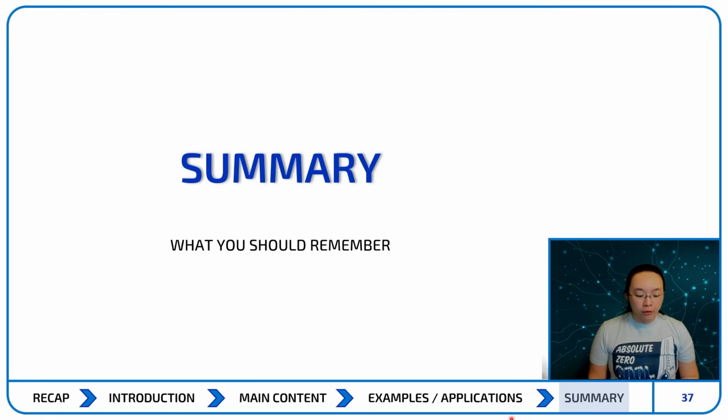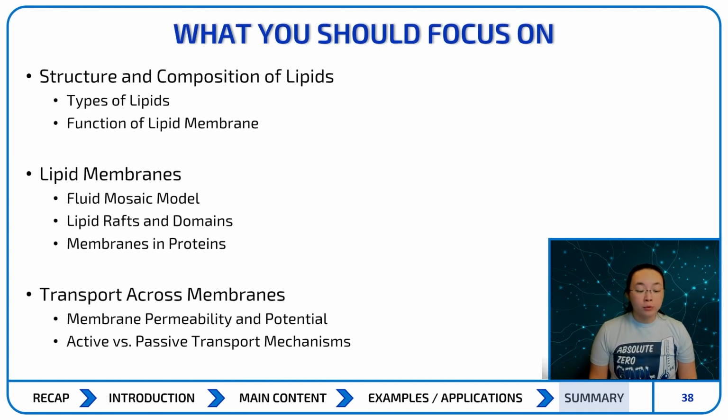So what should you remember for this lecture? We did talk about the structure and composition of lipids, which is very important. So know about the fatty acids, know about the glycerol that has to be attached to it to be considered a lipid, and know about the different types of lipids and their function. Then we looked at lipid membranes. Understand the asymmetry of the lipid membrane, the fact that there's a fluid mosaic model that explains many different things, and the fact that your lipid membrane can have different domains and rafts that are specific to one type of protein and a function.